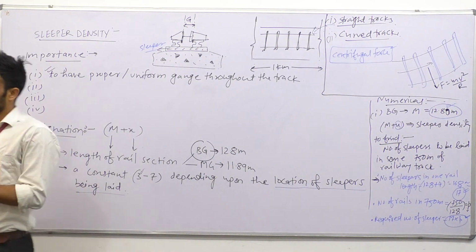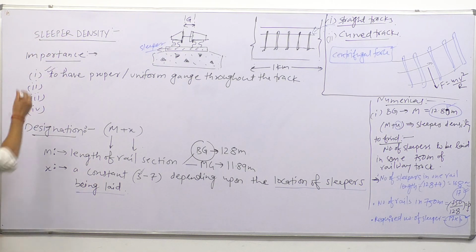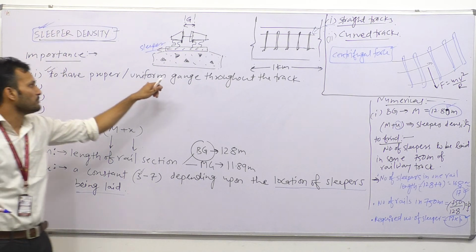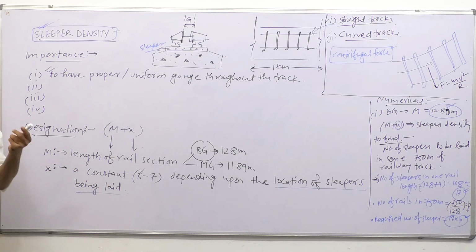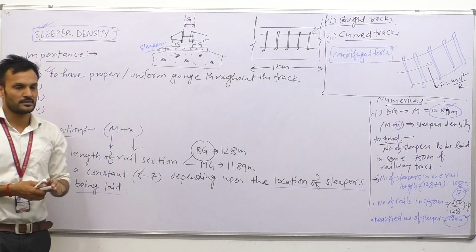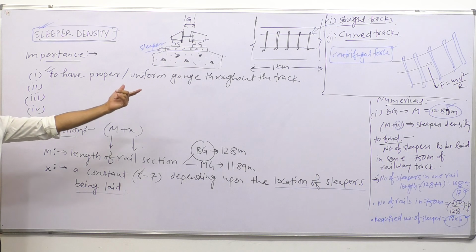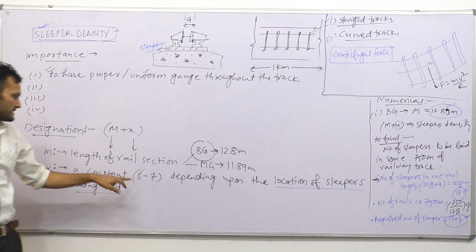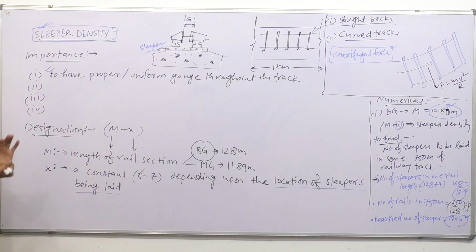By providing this number of sleepers, you will be able to make the track have a uniform gauge throughout. So, to make the importance clear, sleeper density is mainly to have a proper uniform gauge throughout the track. The gauge must not vary. That is going to hold the sleepers required in a certain railway track. So how to make the numerical clear, what locations we cater to, whether straight or curved, and how this value M plus X varies from 3 to 7 has been made clear to you. This was all about the topic, sleeper density.